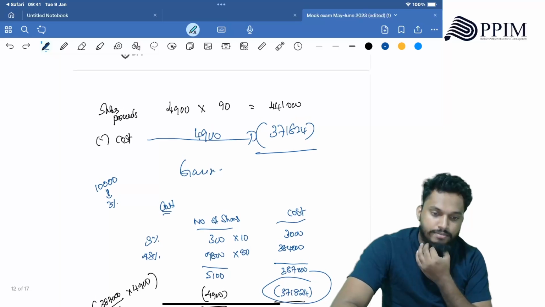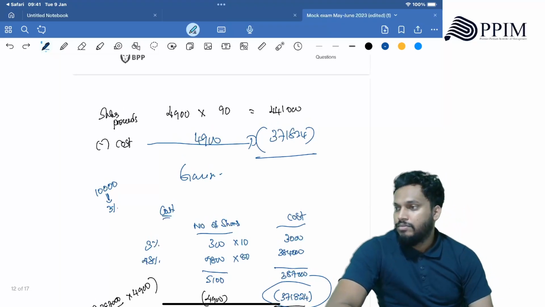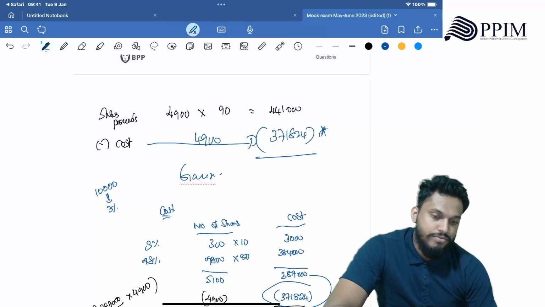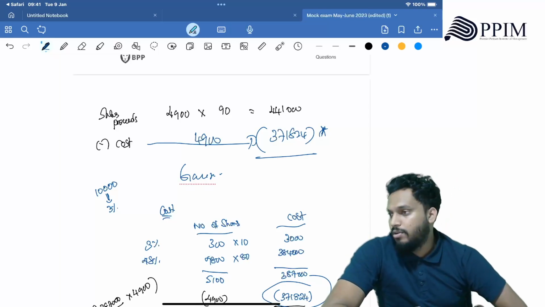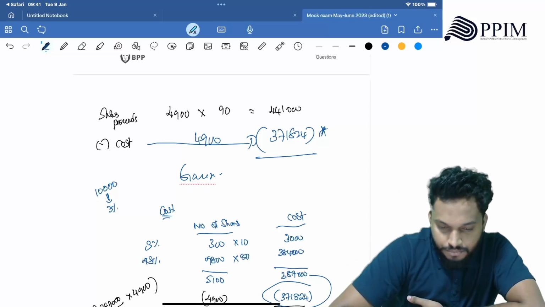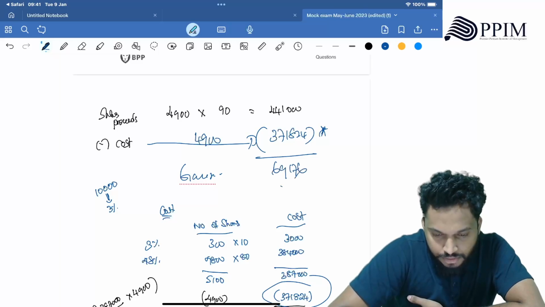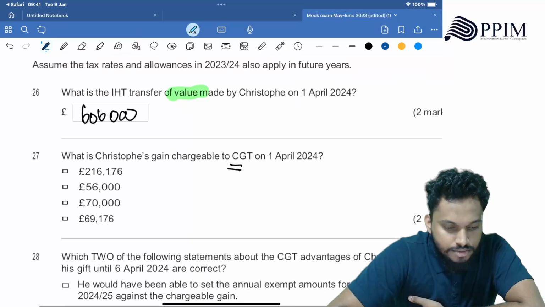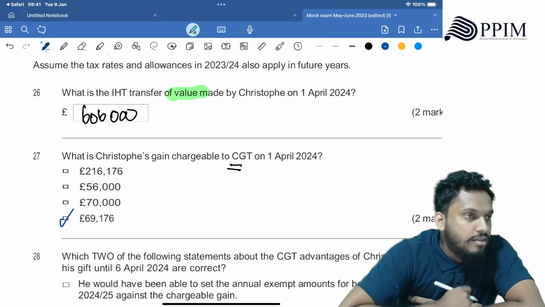So how much is the gain? I hope this figure is correct. Okay. So 441 minus 371,824 is how much? 69,176. You got one answer? Yes. Fourth one.